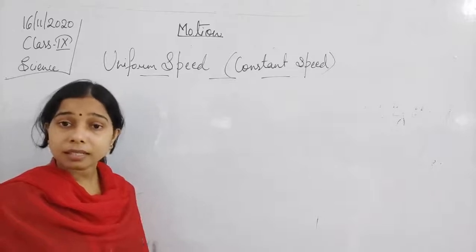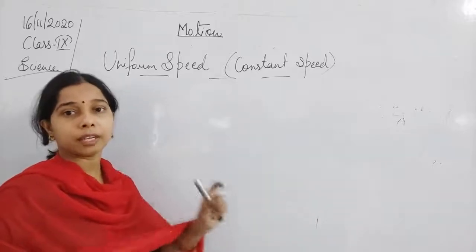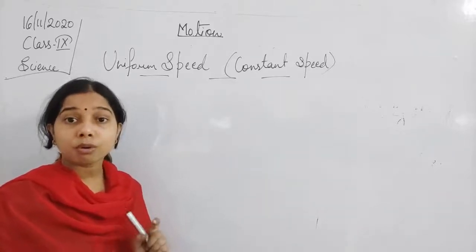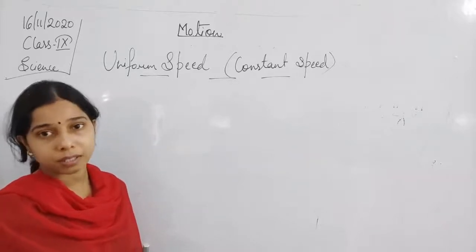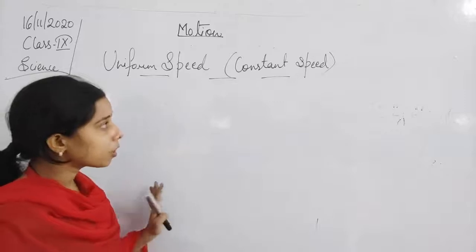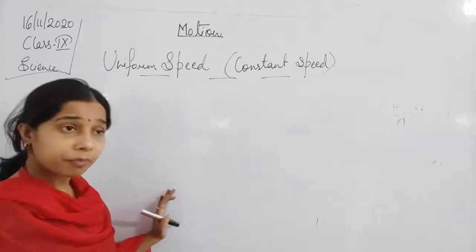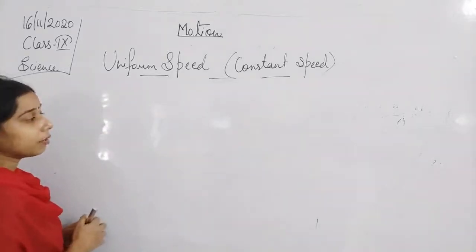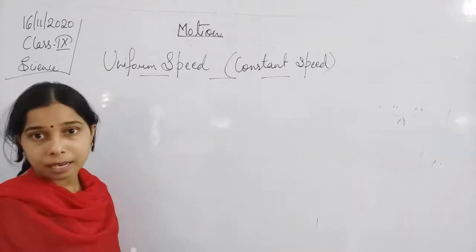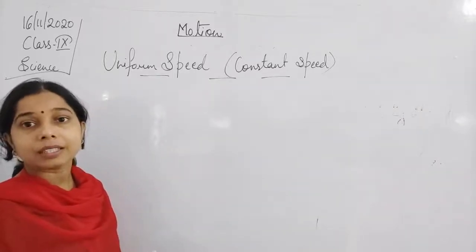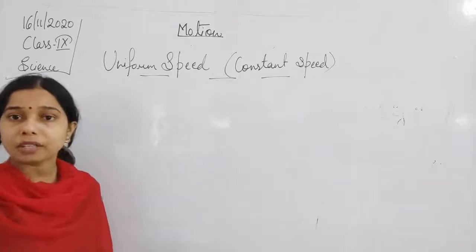Now, since it is traveling equal distance in equal interval of time, it will give a constant speed. So the speed will be constant. How, students? You can see every time the value of the speed will come out to be the same, and that is why we say that the speed value will be constant here.